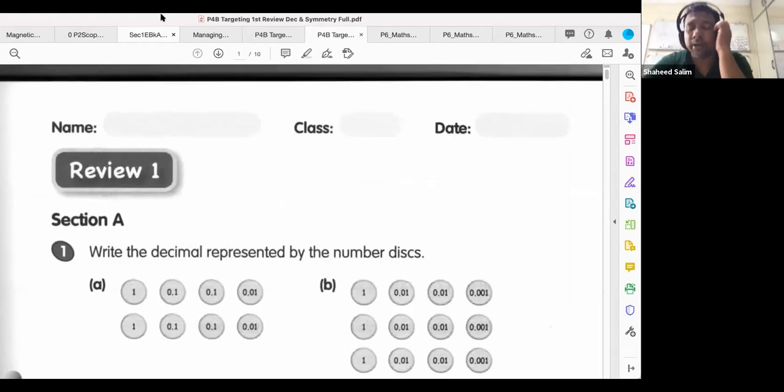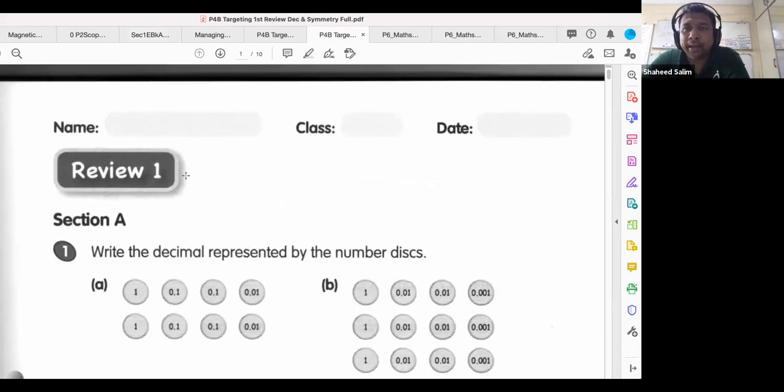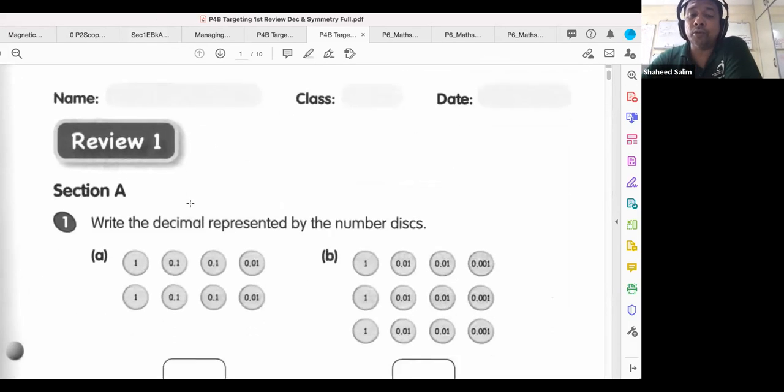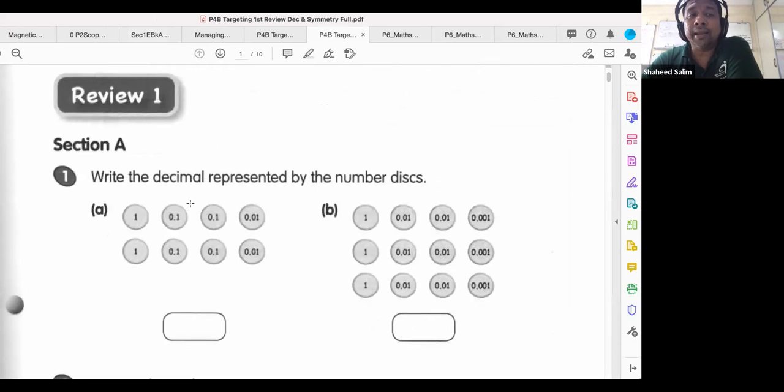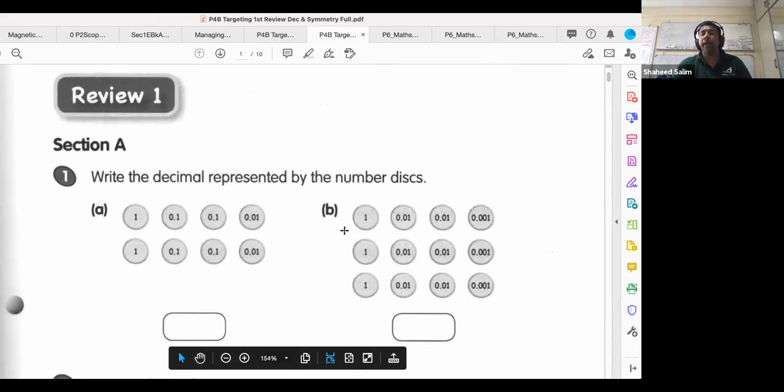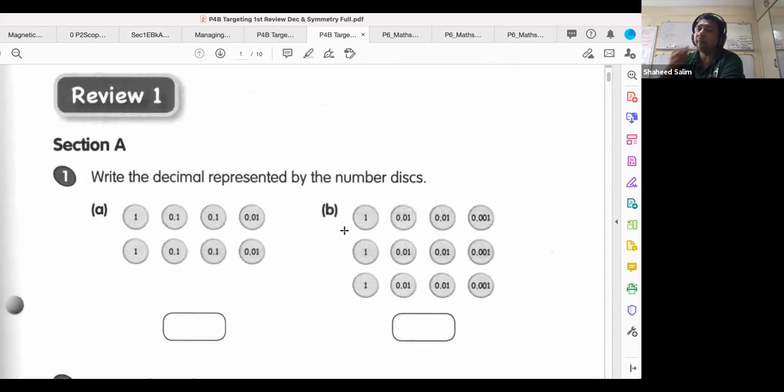Remember we have done decimals, and now we have finished symmetry. You're quite a champion in symmetry, but later I'll test you all. Can you try this one? What is the decimal here? You try A and B, please. We have another 40 minutes then.